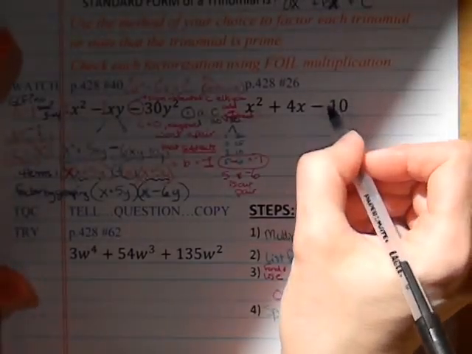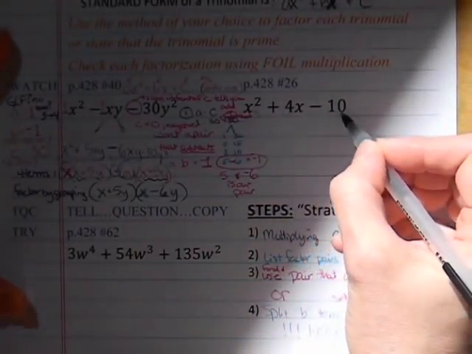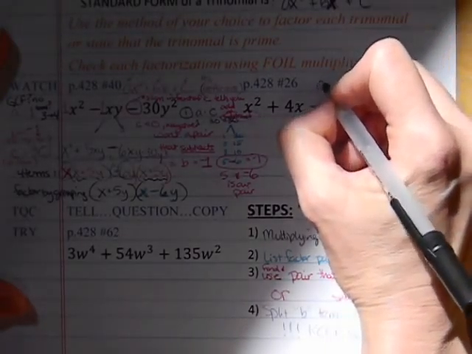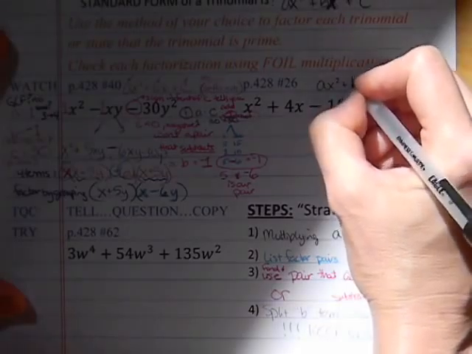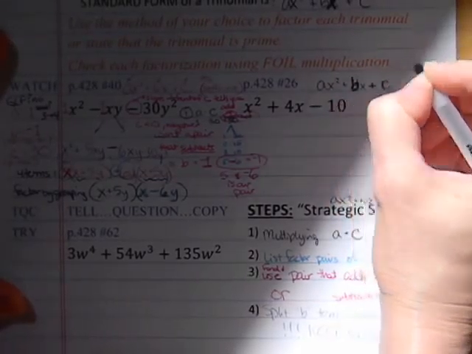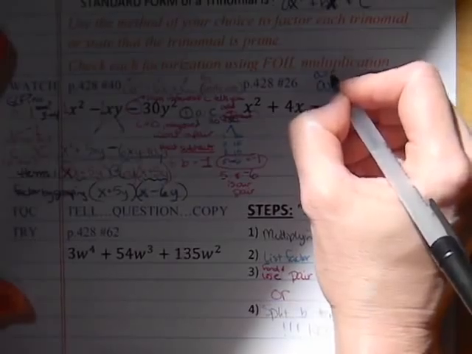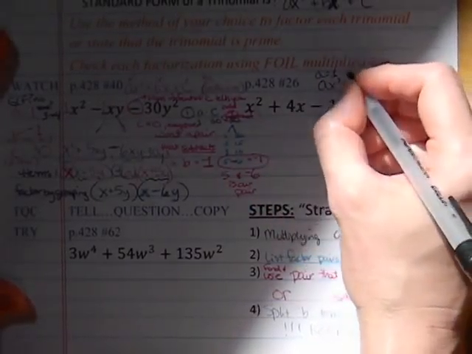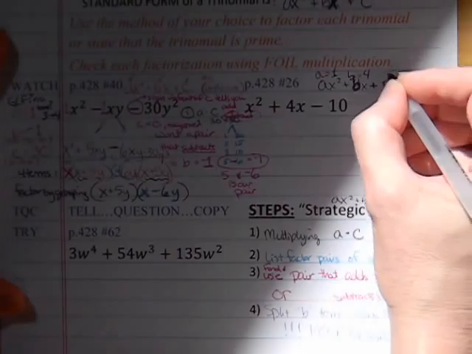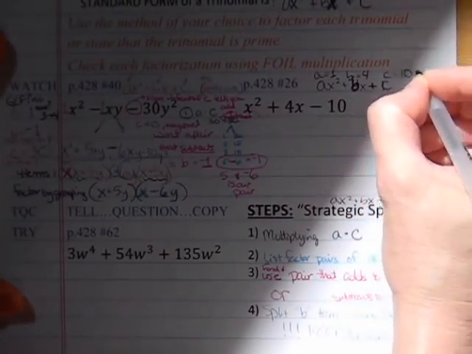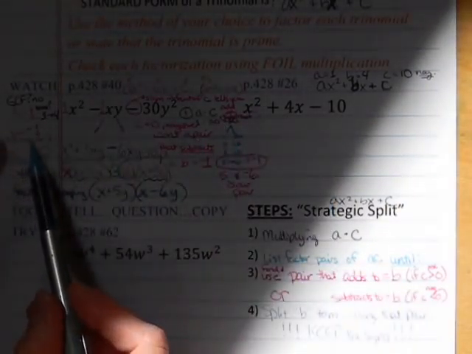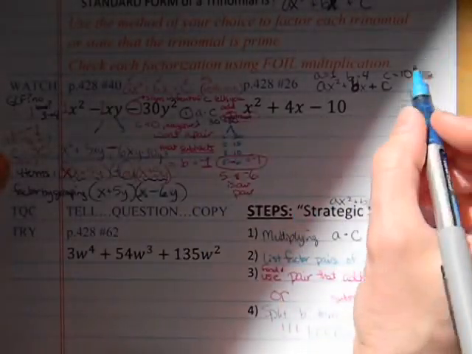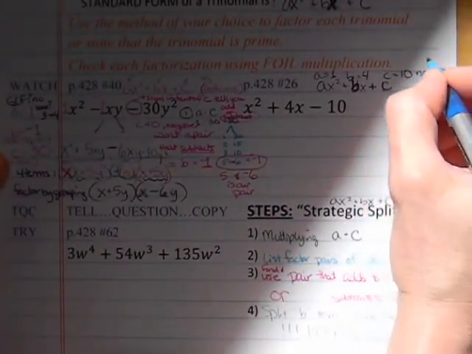Let's look at number 26. Okay, x squared plus 4x minus 10. Again, standard form is ax squared plus bx plus c. So our a value here is 1, the number in front of x squared. Our b value is a positive 4, and our c value is 10, and it is negative. Okay, we'll use the negative part later. Because we keep the sign of the b value, we just take the positive value of c and note the sign.